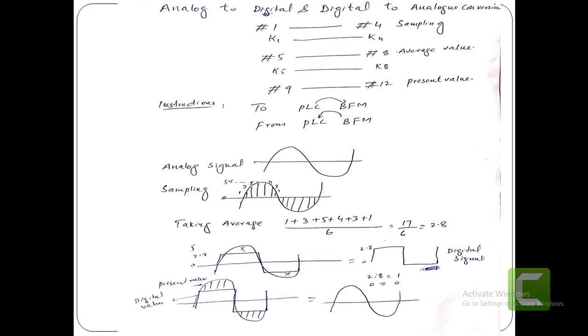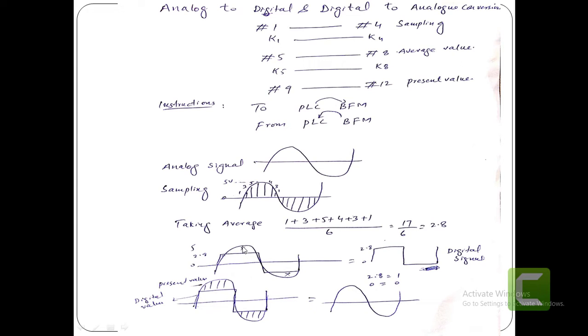So I will add all the samples, its voltages, and divide by the total number. So this is 17 divided by 6, 2.8. This 2.8 is the average value at which we will cut our analog signal to convert it to the digital value. So analog signal, I will cut it here.